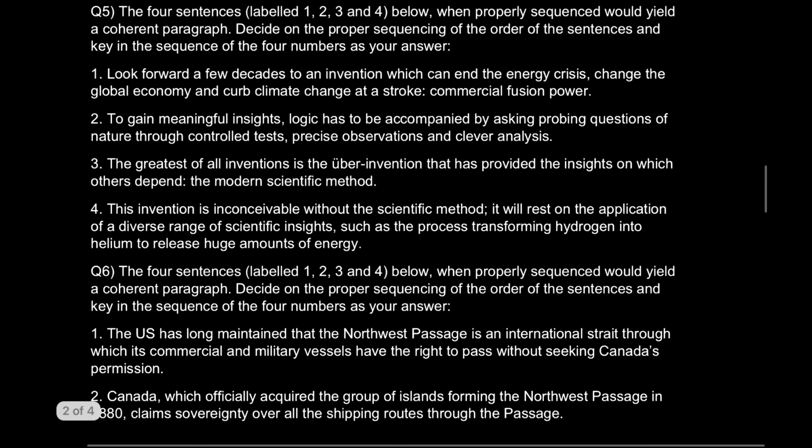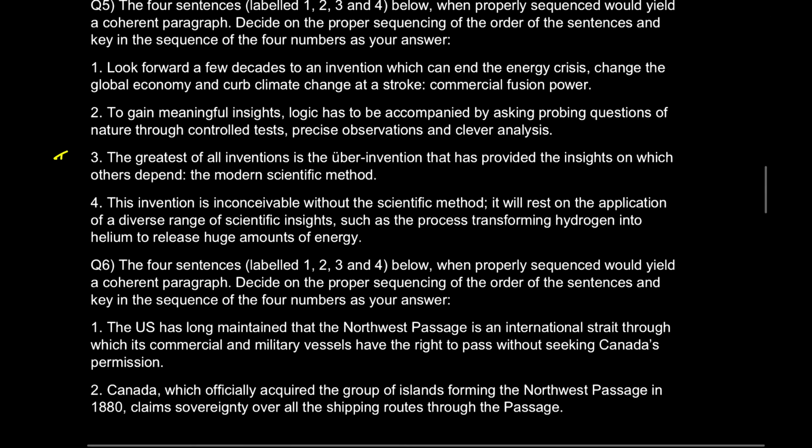Now let's go to the fifth question. In the fifth question we have to find out the opening sentence. "Look forward a few decades to an invention." आगे देखने बोल रहे हैं future में, not an introduction. "To gain meaningful insights, logic has to be accompanied by probing questions." ये कोई process का description है, definitely not my opening sentence. "The greatest of all inventions is the Uber invention." Yes, a perfect introduction. Greatest of all intro, बहुत बढ़िया है ये. Let's take 3 as the opening sentence.